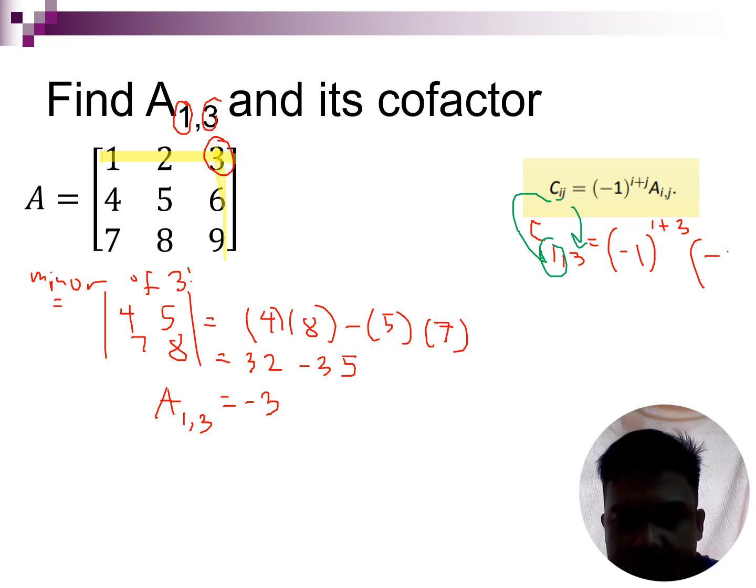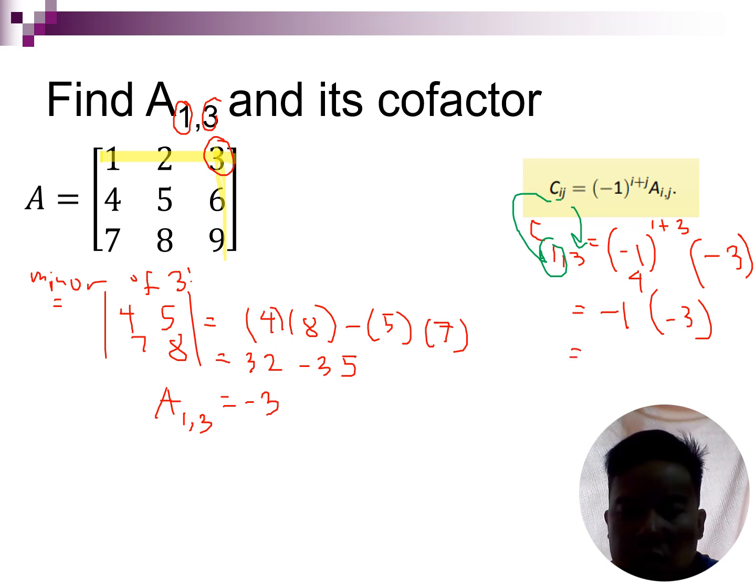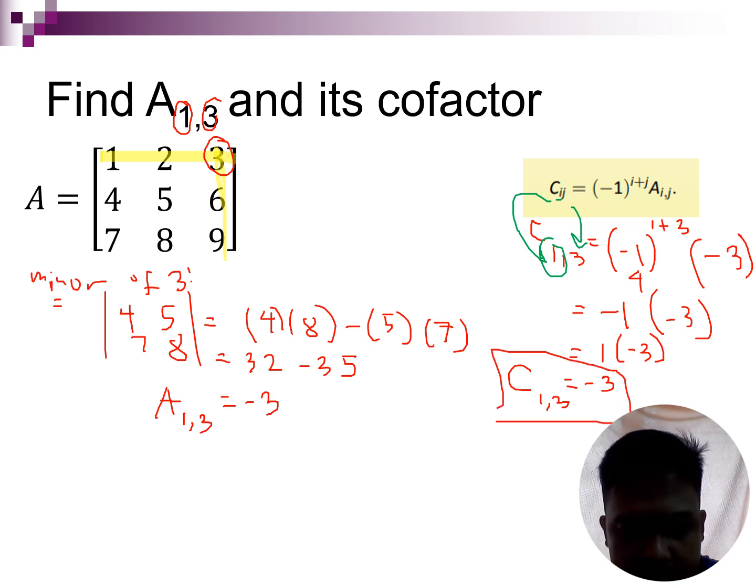So it is very easy to find the cofactor once you have found what the minor is. So we have -1 to the power of 4, and then we have -3. And negative 1 to the power of 4 would give us 1. So 1 times negative 3 is negative 3, which means the cofactor of 1, 3 is negative 3. So these are our answers, guys.